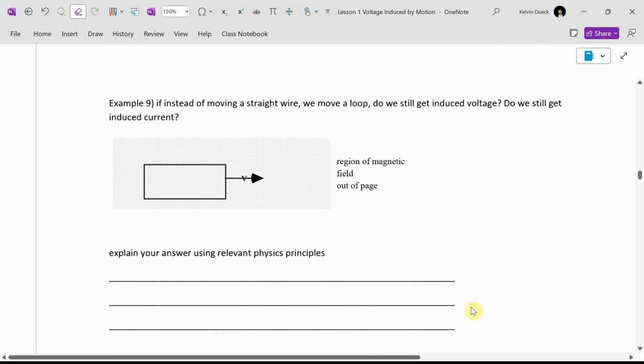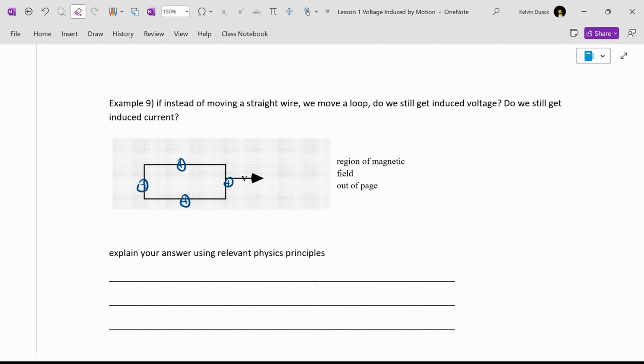The next thing that Faraday and Henry thought of is they said, well, what if instead of a wire moving through a magnetic field, what if we pull a coil or a loop through magnetic fields? I've got a rectangular loop here. Let's put a proton right there, right there, right there, and right there. And let's look at each of these chunks of wire.